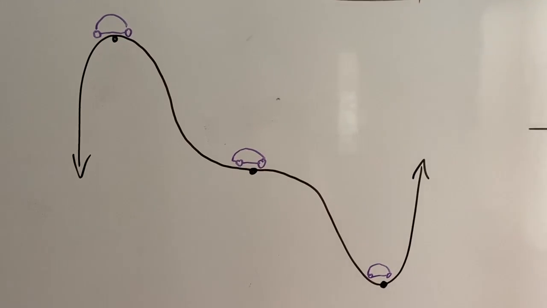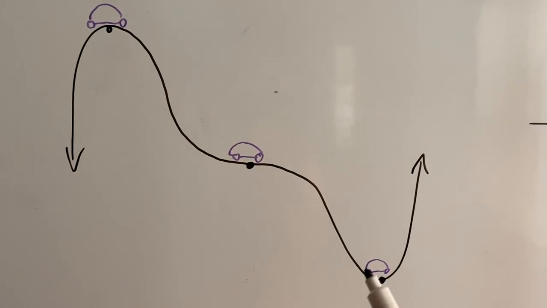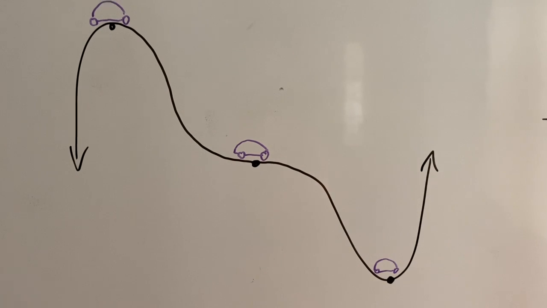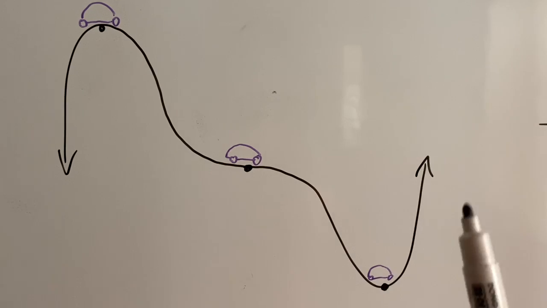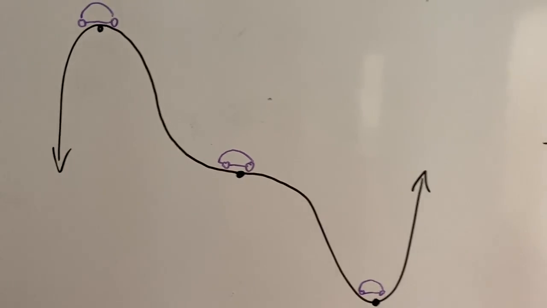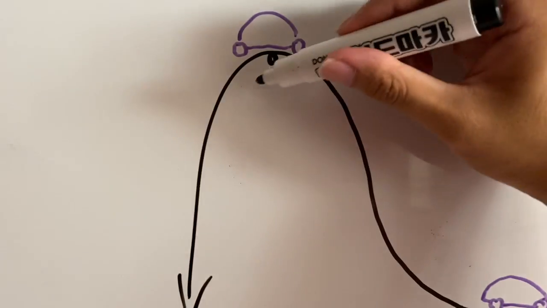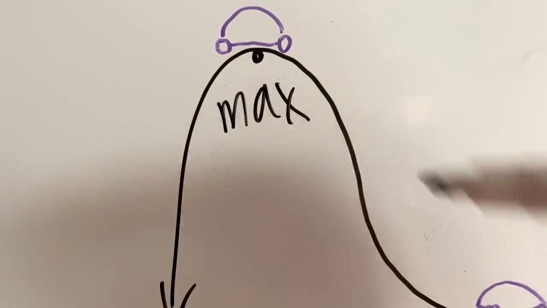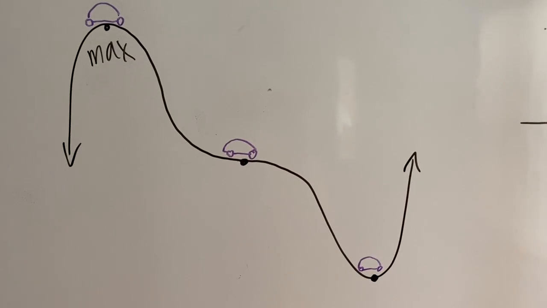Now that I've shown you guys how to find stationary points and what exactly they are, let's take a look at the 3 different types of stationary points that you can have and how to determine which stationary point is which type. So the first one we have over here, that looks like the top of the mountain. This is what we call a maximum stationary point or maximum turning point.